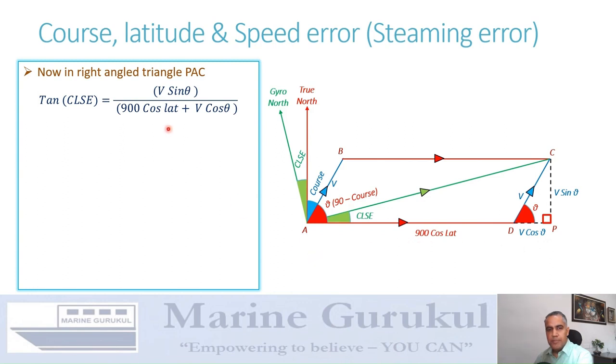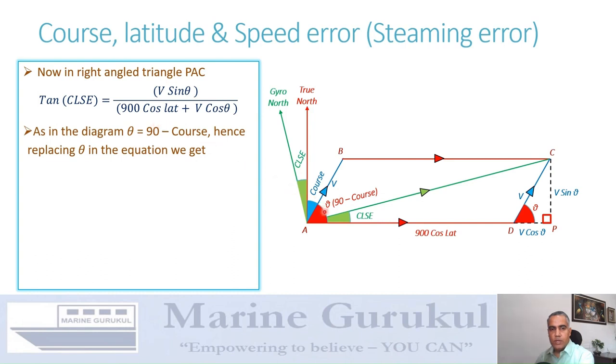So the same thing is mentioned here. You can see tangent of CLSE is equal to V sin theta, which is the perpendicular, divided by 900 cos lat plus V cos theta, which is the base. So tangent equal to perpendicular upon base. Now we are aware in this diagram that this angle theta, the red color angle, is basically 90 minus course of the ship. So let's replace this angle theta in our equation by 90 minus course.